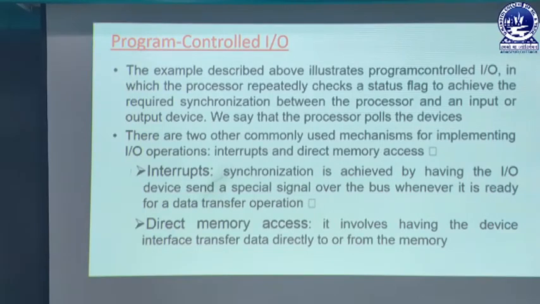So in the program control IO, we have seen that to execute an input output operation, or you can say to execute the data transfer between the input output devices and the memory unit, we have to check the status flag's value repeatedly, okay. Again and again you have to check the status flag, and you have to check the branch statement, that is our if branch equals to 0 or not.